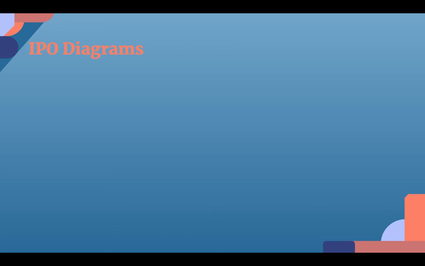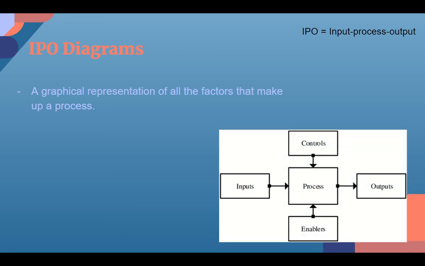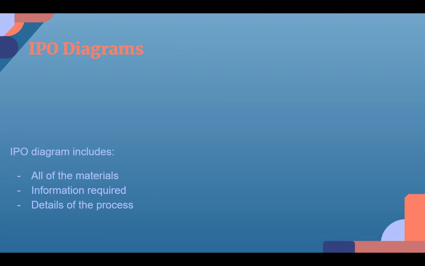The Input Process Output, IPO, is a widely used approach in systems analysis and software engineering for describing the structure of an information process program. An IPO records the input processes and output processes. An IPO diagram includes all of the materials and information required for the process, details for the process itself, and descriptions of all products and byproducts resulting from the processes.